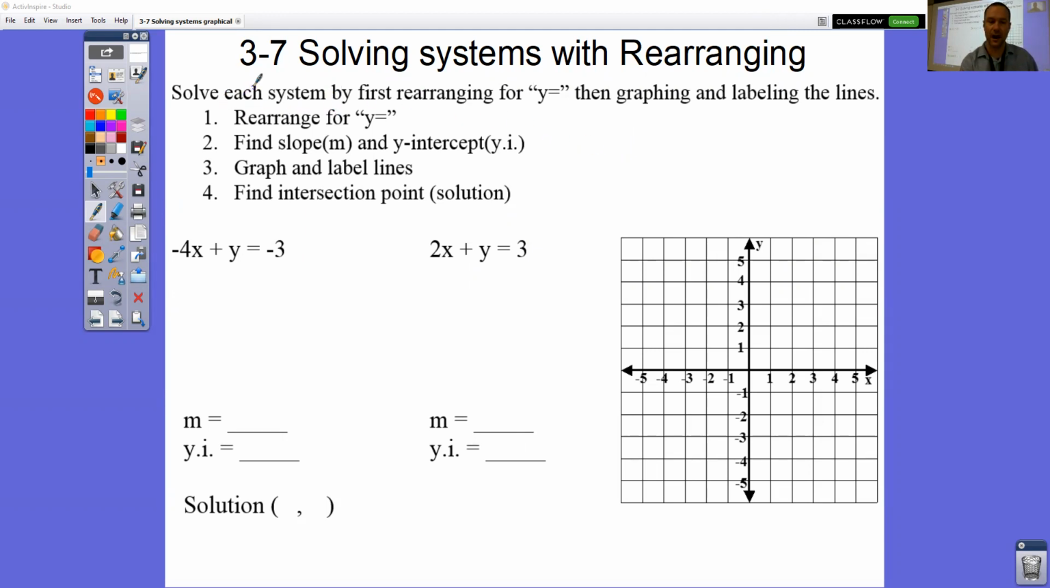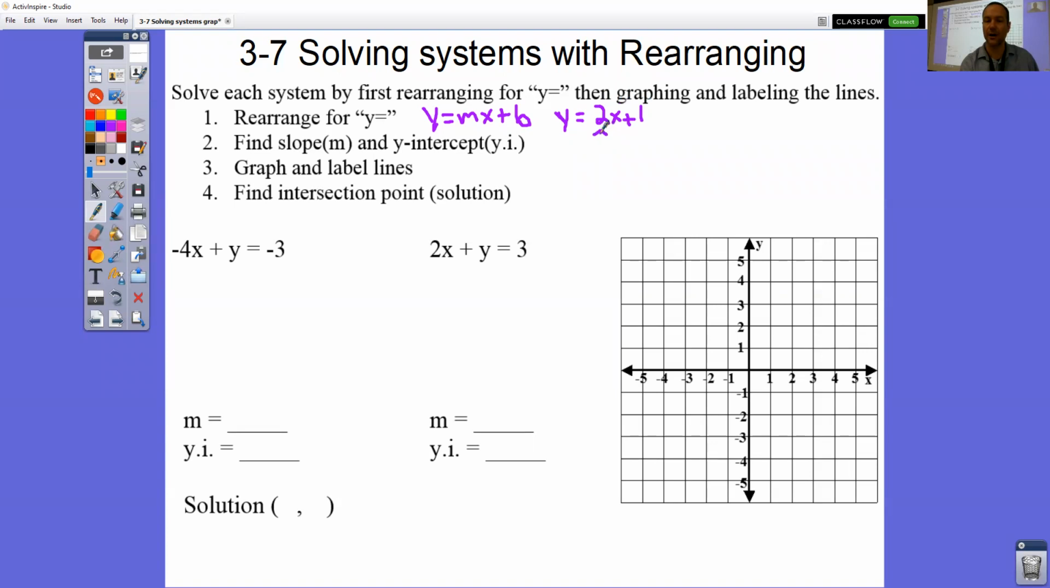So when we take a look at the directions, it says solve each system by first rearranging for y equals and then graphing the lines. So we want to first rearrange the equations for y equals. We want to get that y all by itself. Remember, you want it in that y equals mx plus b form. You want it to look like y equals 2x plus 1, for example. You want it in that form where you have the y all by itself, then you have your x, then you have your plus or minus.